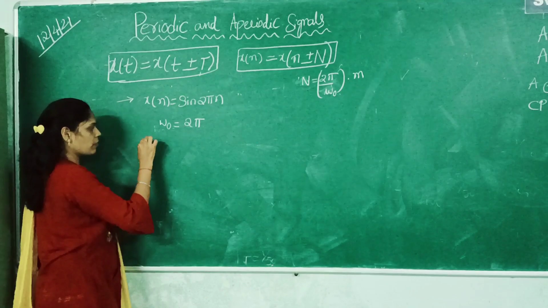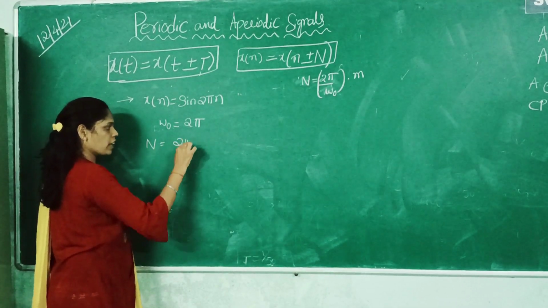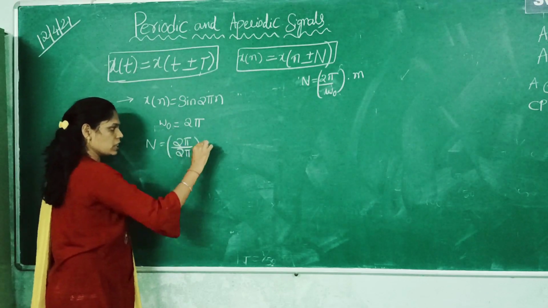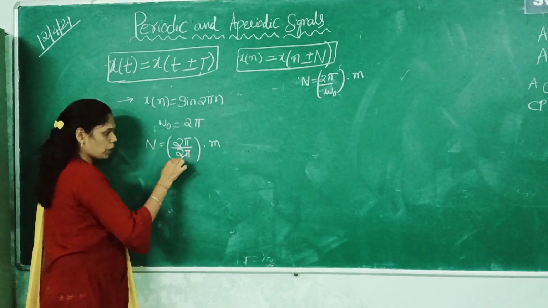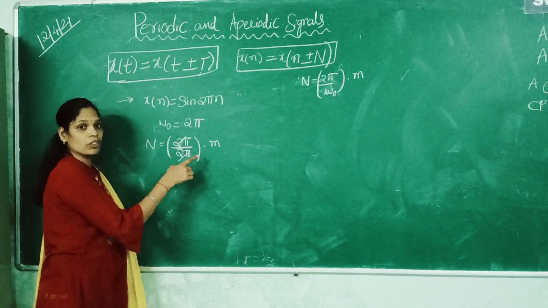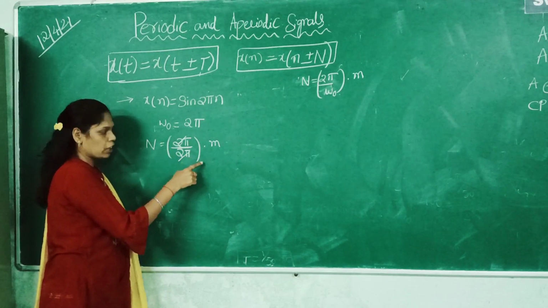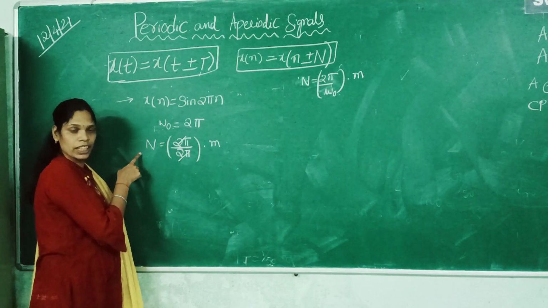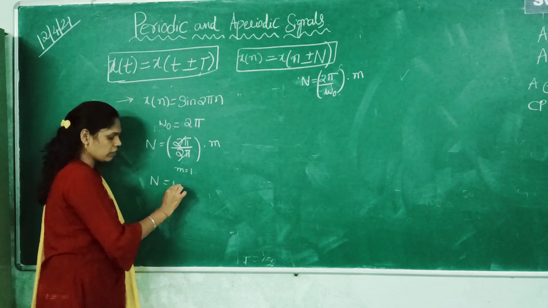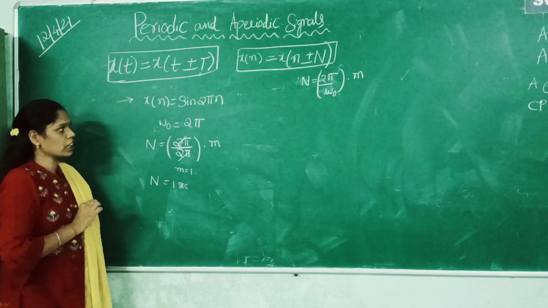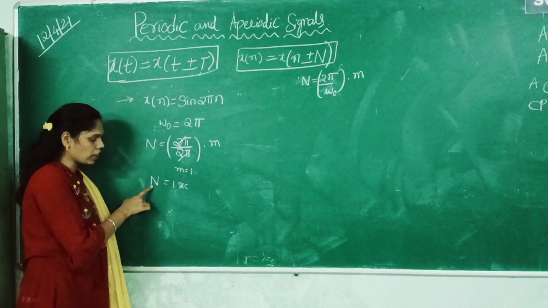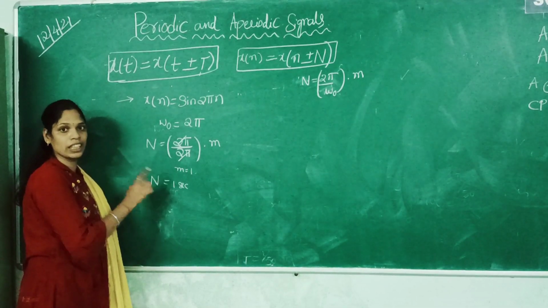So what is the capital N value? Capital N is 2 pi by omega naught. Omega naught value is 2 pi, multiplied with L, so 2 pi will cancel. It means, as I already told, this is nothing but an integer from 1 to n. We have to take the minimum value that gives a whole number for N. For example, if I consider m equal to 1, what is the capital N value we are getting? 1 second. So the given discrete time signal is periodic with the fundamental time period N equal to 1 second here.